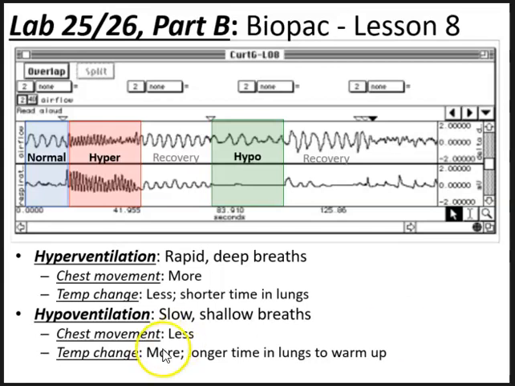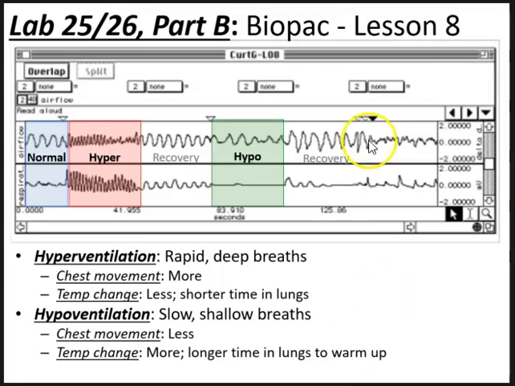With hypoventilation, this should say slow, deep breaths, the respiratory waves we see are a lot farther apart. The change in temperature is larger, and the air is warmer because the air stays in the lungs and body longer to warm the air. So chest movement is more, temperature change is more, it takes a longer time in the lungs to warm up. So those are the three conditions that we are measuring in lab.